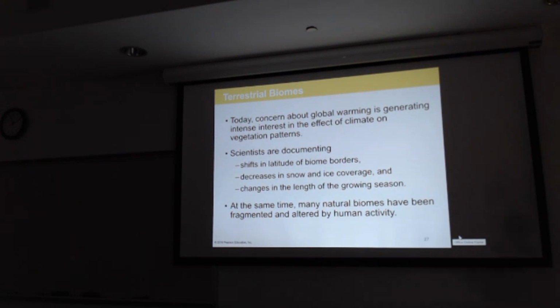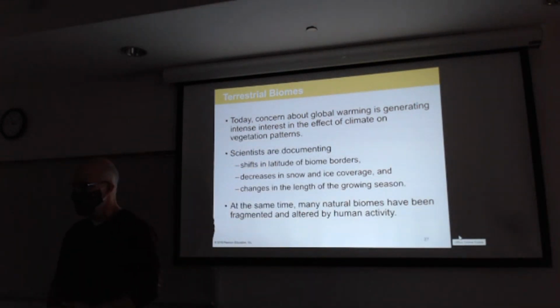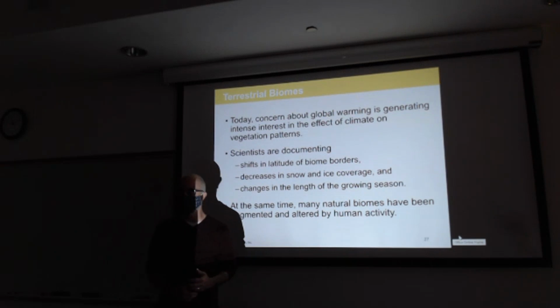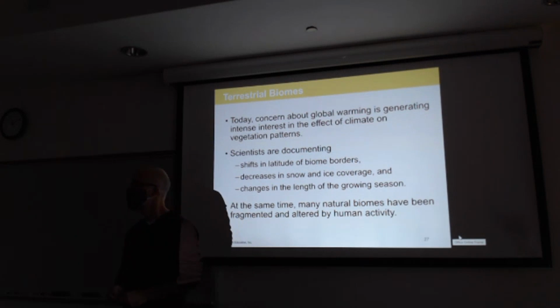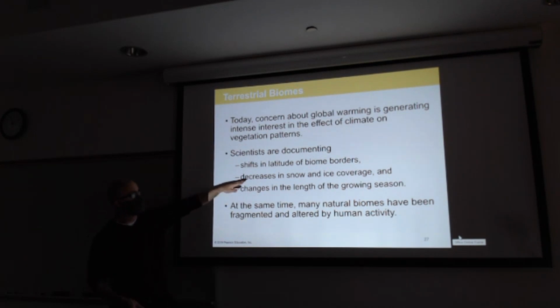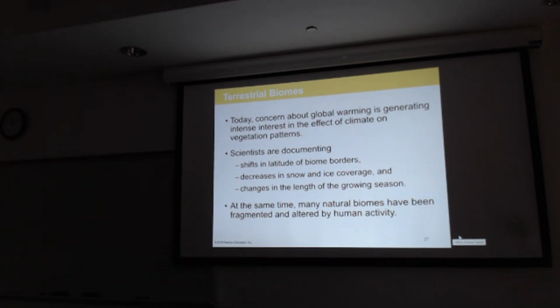So as we increase the average temperatures on the Earth, we're obviously going to affect these biomes and where they're found. This is not hypothetical. We're actually seeing these changes. We see that biomes are shifting north. We're seeing changes in snow and ice cover. This is partly what all the wildfires out in California are about.